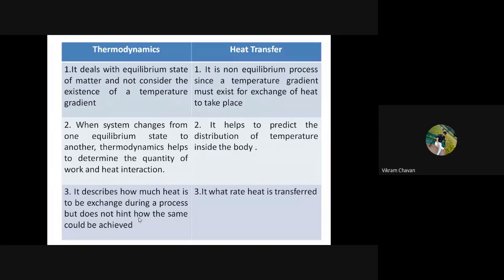It deals with the equilibrium state of matter, and does not consider the existence of a temperature gradient.